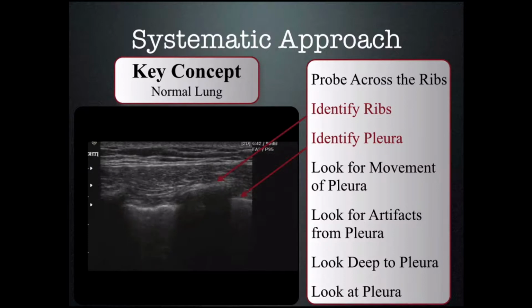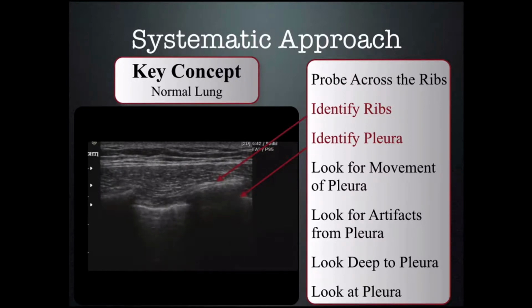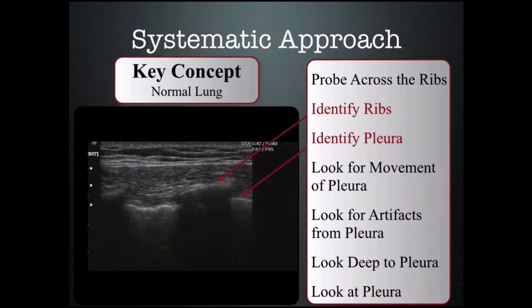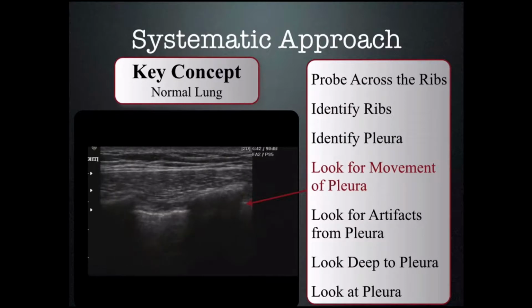The pleura is always just deep to the rib, and it is always easily seen in this cross-sectional image of the rib. If you had your probe turned long to the ribs and could not see them, you would not be able to tell which layer was the pleural layer, particularly when the lungs are abnormal. Once we've identified the rib in cross-section and then identified the pleura, we look for movement of the pleura. This movement can be seen as a fine undulation between the 2 pleural surfaces.